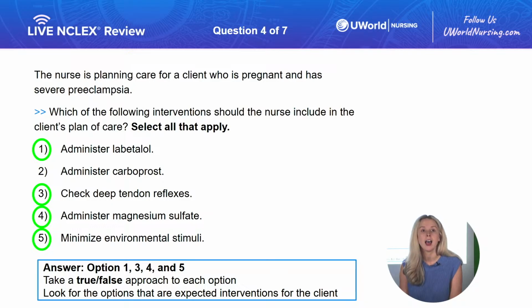Lastly is option number 5, minimize environmental stimuli. This goes along with those seizure precautions. Now, preeclampsia is the precursor to eclamptic activity, which is seizure activity. So of course we want to enact our seizure precautions, making sure we have anything out of the bed that could injure the client if they were to seize. There's not any restrictive clothing. If the client is to seize, we never put anything in their mouth. And we also want to make sure we minimize those environmental stimuli. So loud music, loud TVs, maybe loud family members we also want to remove from the room.